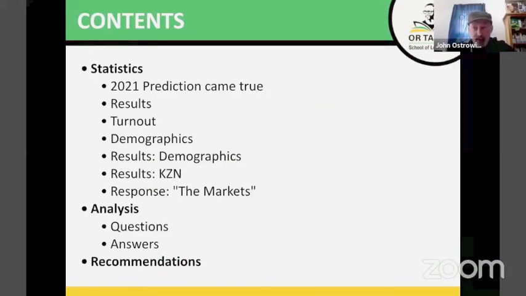I've divided this presentation into three parts: basically the results, an analysis, and some recommendations. The results section is quite detailed. I've got quite a lot of information here. And then the analysis, I'm going to give a very brief analysis because I don't think I have all the answers here. And then recommendations, that's where I think there'll be some discussion.